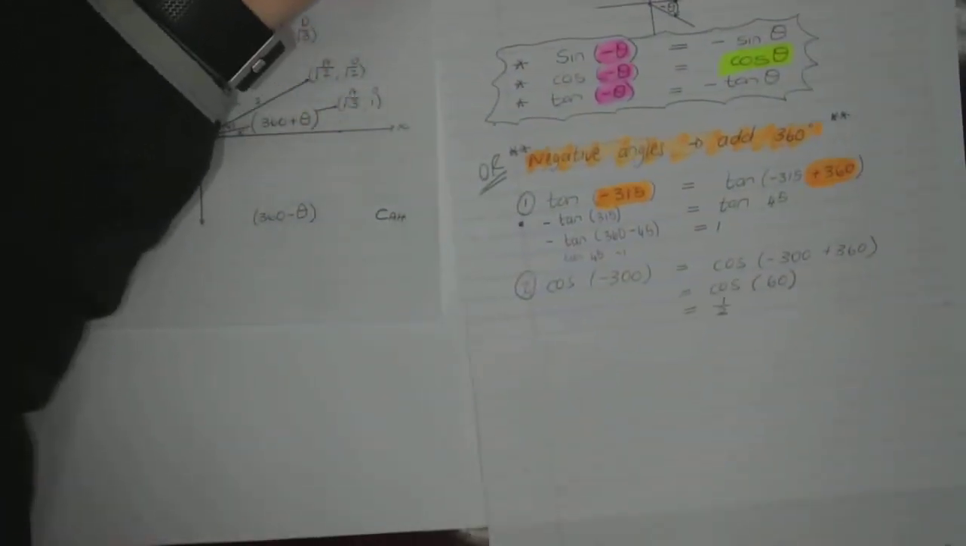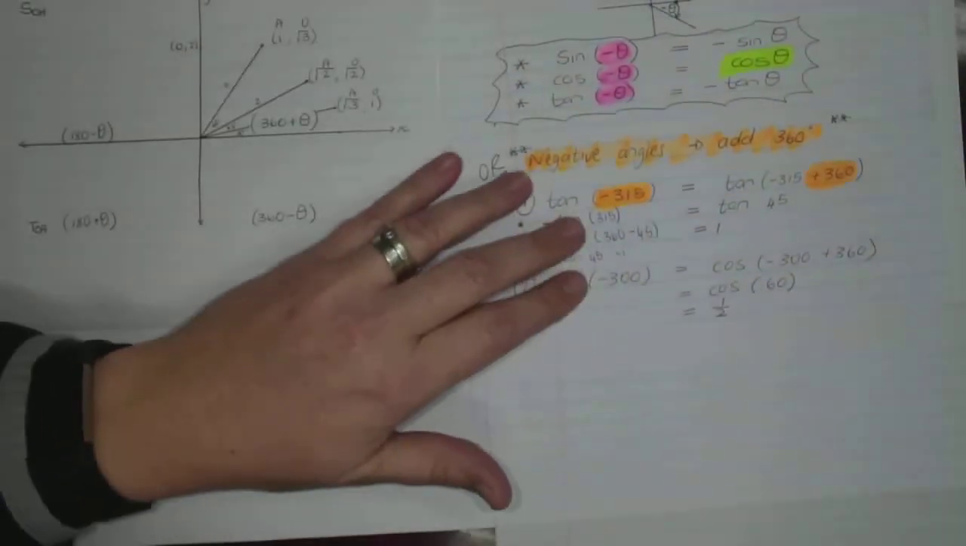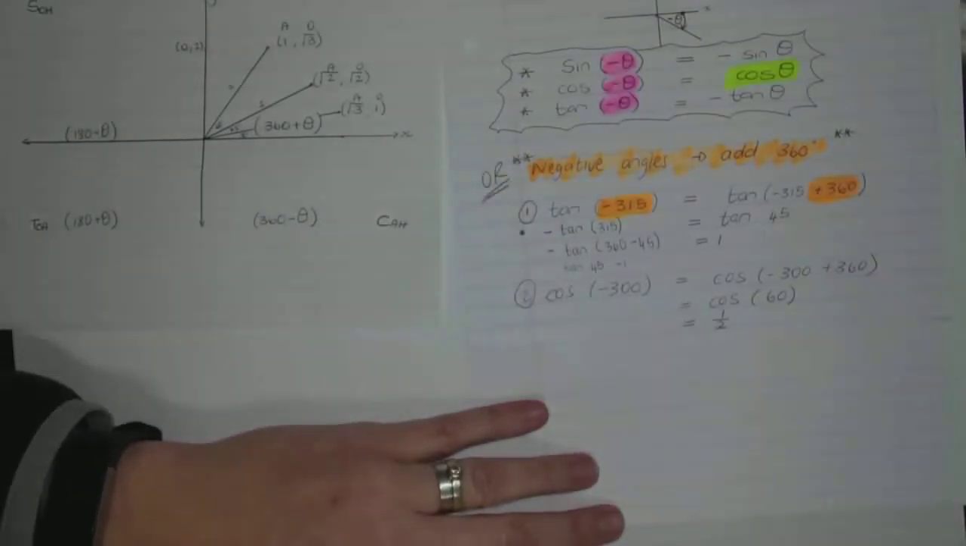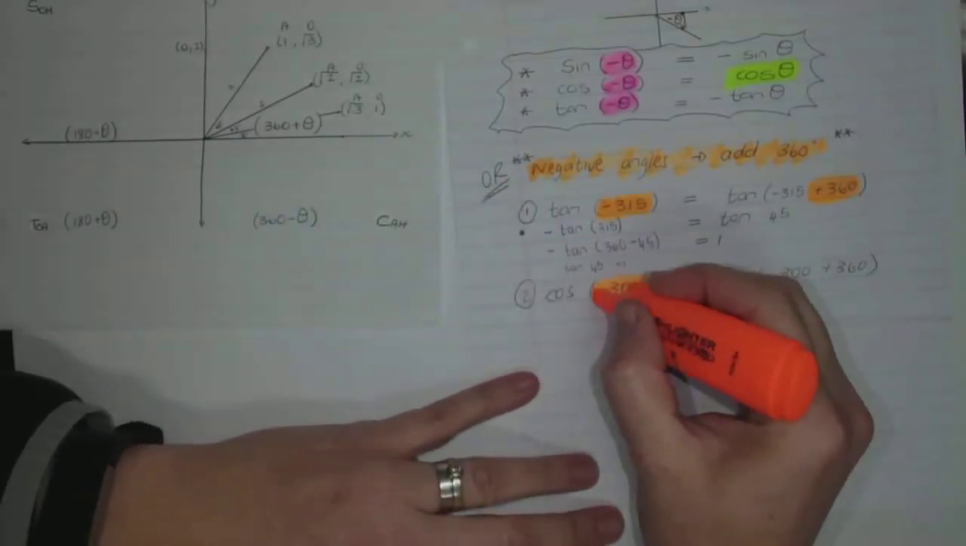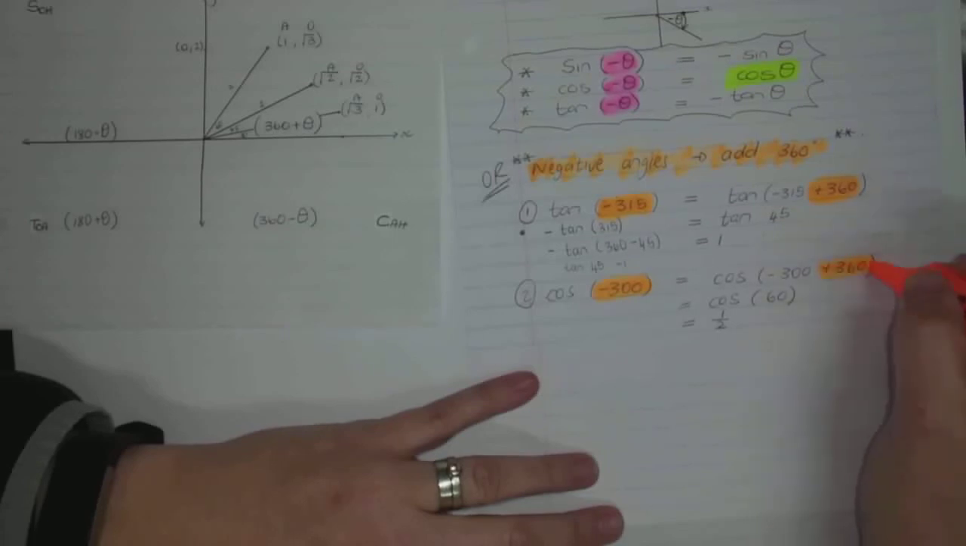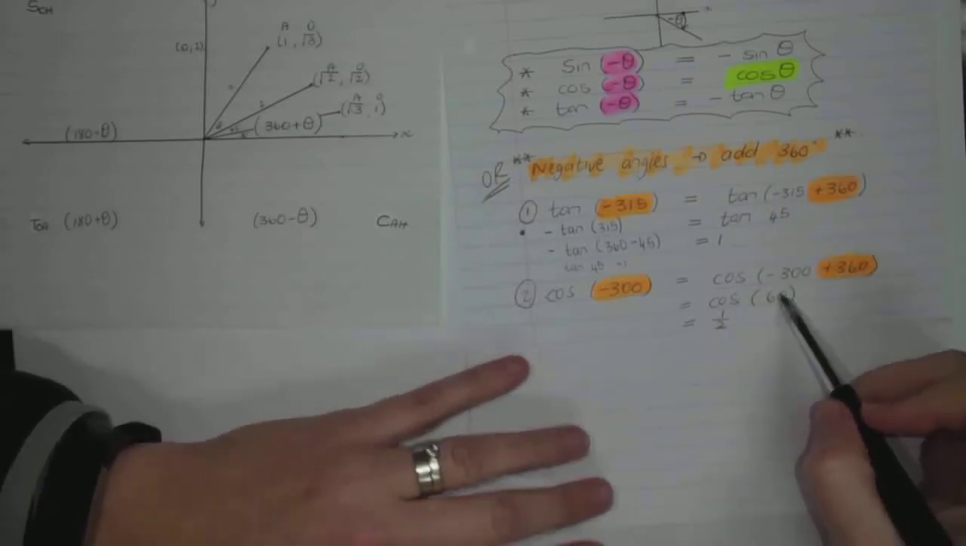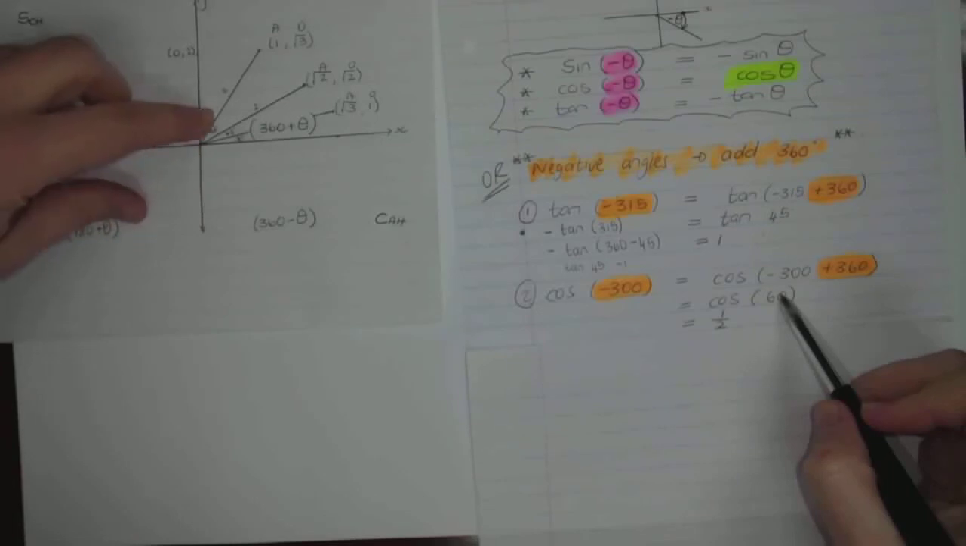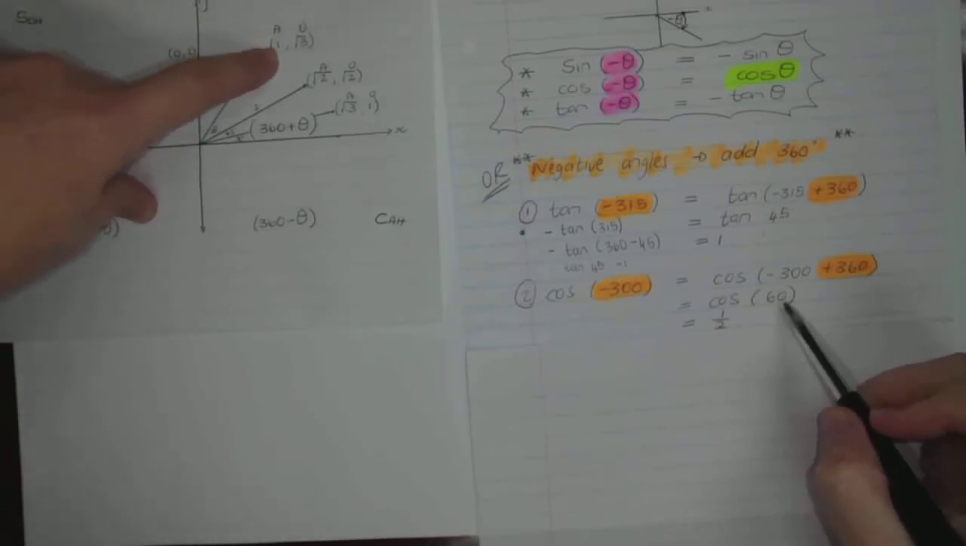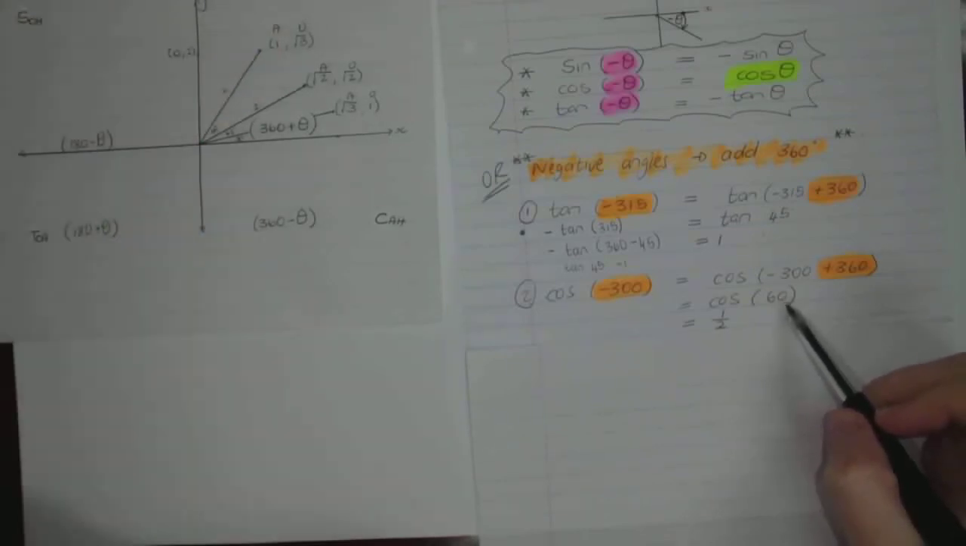So if I have cos minus 300, so I see the negative angle, I immediately add 360 to it. Okay, that means I'm actually dealing with cos of 60, and at 60, A over H is 1 over 2.